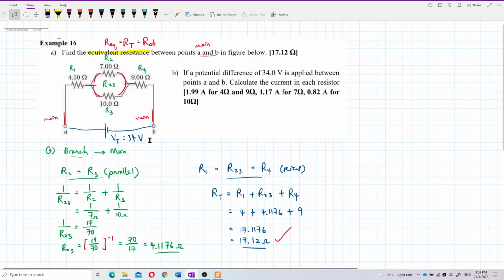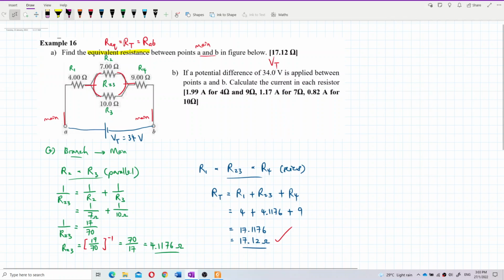This should be the total voltage. This 34 volt should be the total voltage connecting A and B. Total voltage to the total resistance here.